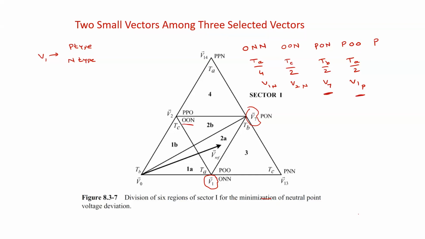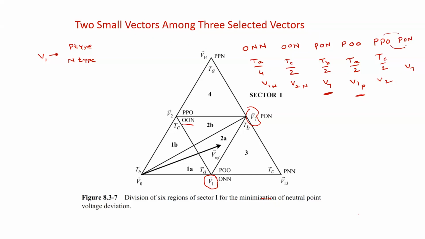If you say that, we'll follow PPO, right? So this is your option, okay? What comes after this? If this is PPO and its time period is TC by 2, what are you left with? V7, right? So definitely it is V0N only. It must be the V7 vector only, right? You agree or not?